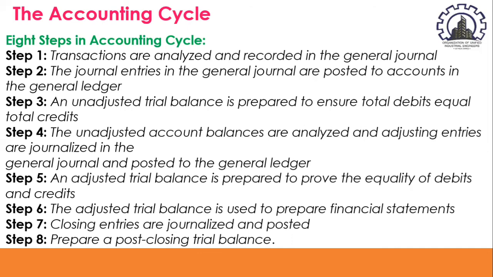So the unadjusted balances, we made adjustments on them using the adjusting entries. And that's going to be step number 5. The adjusted trial balance is prepared already to prove the equality of debits and credits. And after that, the adjusted trial balance is used to prepare financial statements, the one that we discussed earlier. And then step number 7, we need to close the entries, and closing entries are journalized and posted, and then preparation of a post-closing trial balance.